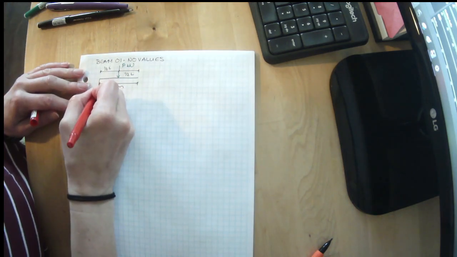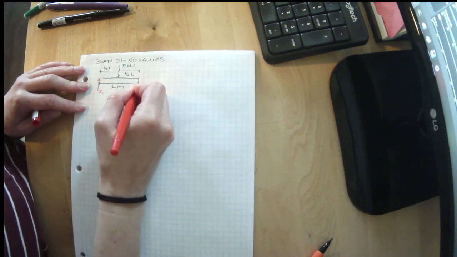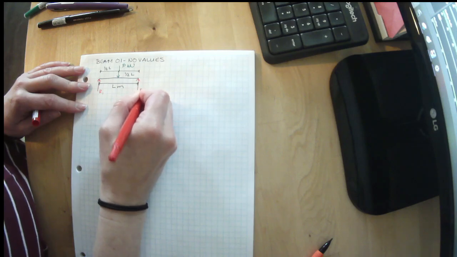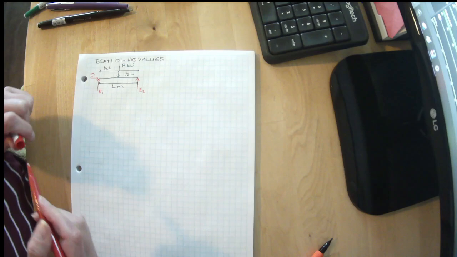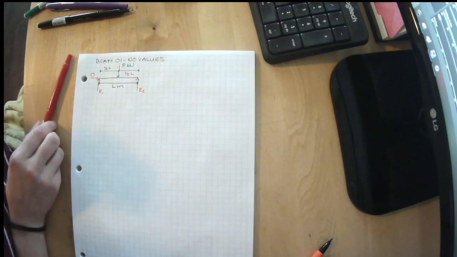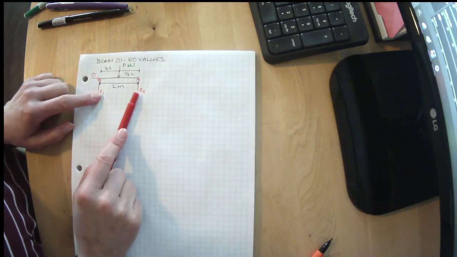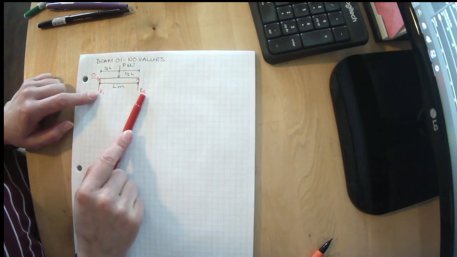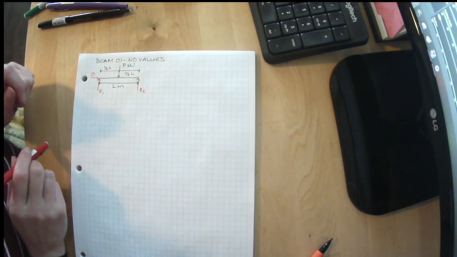We know that there must be unknown reactions, R1 and R2. And I'm going to go ahead and write that as zero because there's no applied X load. So I don't even have to sum my forces in the X direction. I know that that's zero. Well, let's take a guess. If this is force P, how much do you think R1 and R2 are each going to be? If when it was 20 kilonewtons, they were each 10, or half of the total load, my guess is that these are each going to be half P.